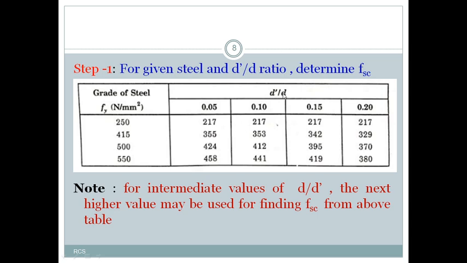If you get a d dash by d ratio of 0.09, what will be the next higher value? That is 0.1. So corresponding to that value you consider calculating fsc. So this is the first step.